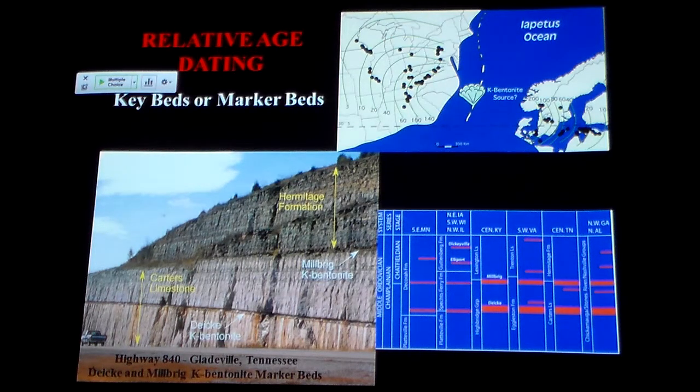These were explosive volcanic events that occurred when what we called at that time the Iapetus Ocean, a precursor to the Atlantic, started to open up. Europe and the United States were right next to each other. It was all one continent. And as it started to rift apart and drift away from each other, the Iapetus started to open up.